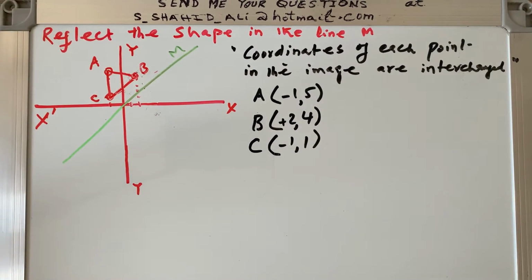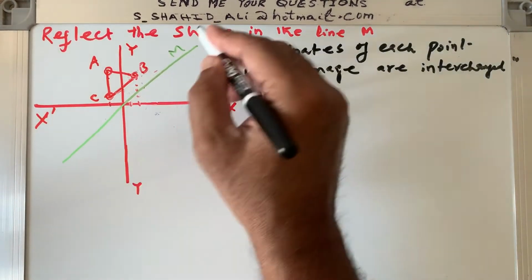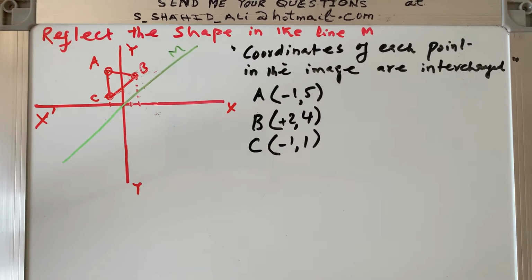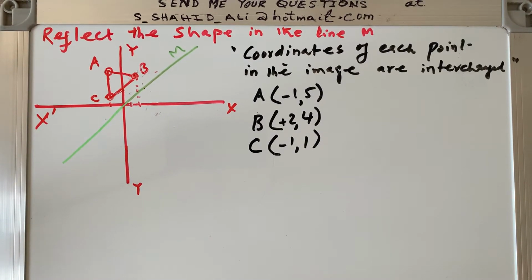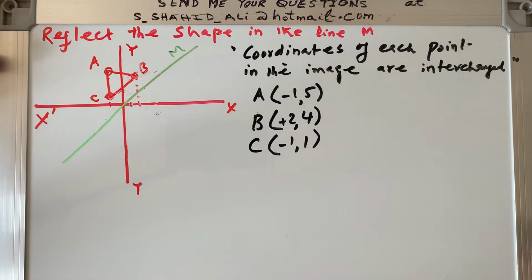Sometimes this question is asked by showing you the picture, and sometimes coordinates are given and you have to draw the shape and then its reflection across the line M or the given line, whatever the name of the line is, M, P, Q, R, whatever the question says. If the question says M, I have a line called M and I have to reflect this shape in the line M. So what is the rule of thumb? Coordinates of each point in the image are interchanged.